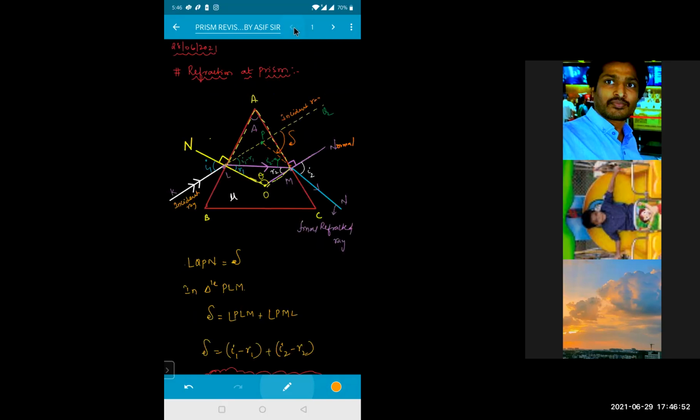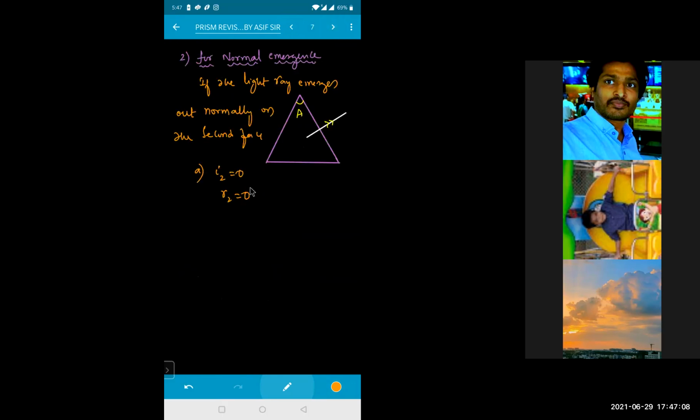In the first figure, if this is your normal, and I go on taking I2 towards the normal, what is happening to I2? I2 will slowly become 0. Then R2 will also become 0, because when there is no I2, there is no R2 at all. So right now for that one, R2 is also 0. Therefore angle of prism A is R1 plus R2, so A will be equal to R1 plus 0. So A will be equal to R1. Now what will be the deviation?